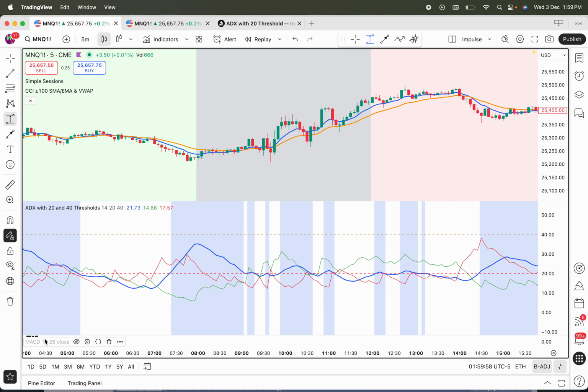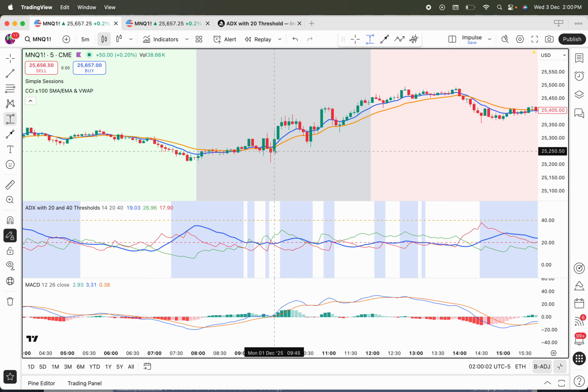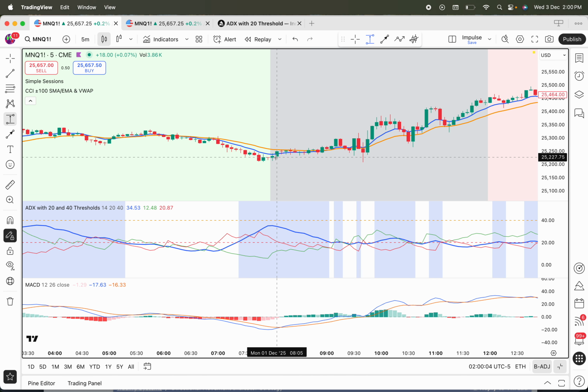Now, I just want to introduce the MACD, which I have a love-hate relationship with, but you could use this in confluence with the whole thing. This is stock standard settings: 12, 26 and 9.